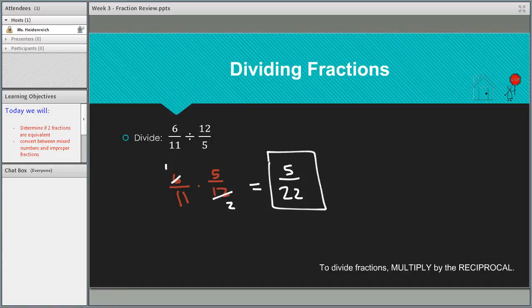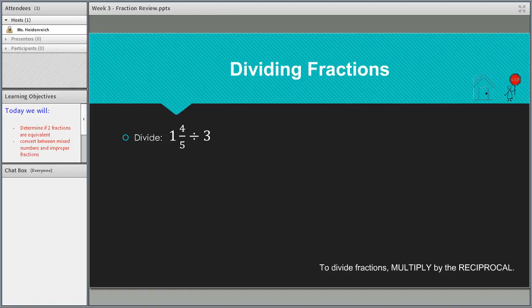Okay, I'm hoping you can read my work on this one. We would keep the 6 over 11, change to a multiply sign, and then multiply by 5 over 12, which is the reciprocal of 12 over 5. And then I simplified my 6 and my 12, which is, in my opinion, quite a bit easier than multiplying straight across and getting those large numbers. So 12 divided by 6 is 2. So that's how you can see my work written there. So then we have 1 times 5 and 11 times 2, which is a fairly simple multiplication problem.